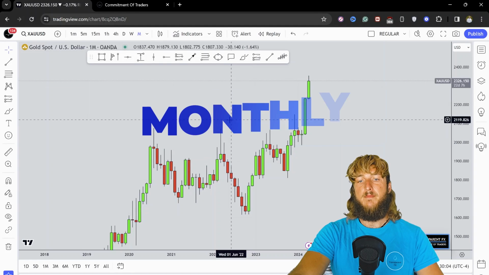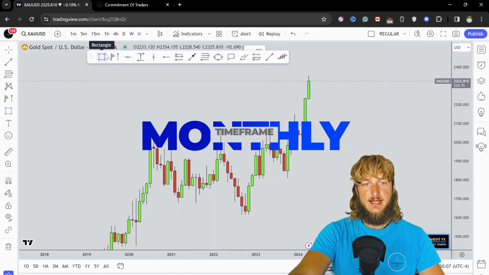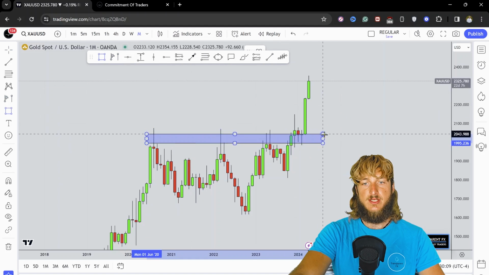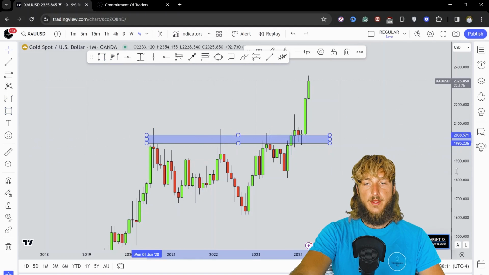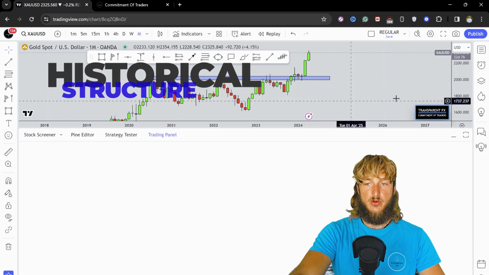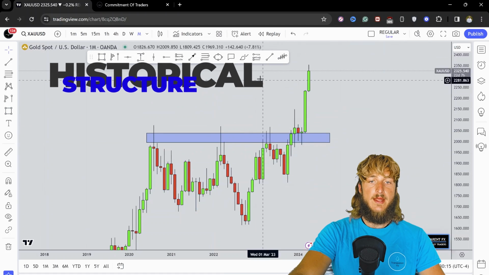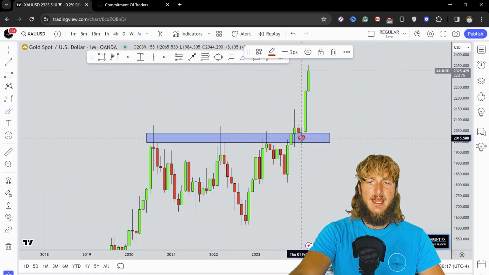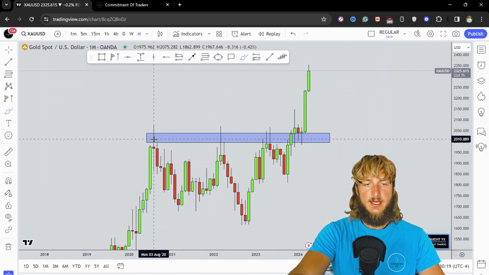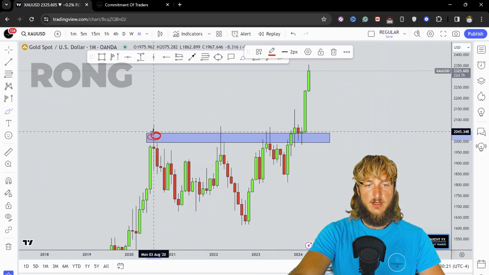Starting here from the monthly time frame, what we can see is that at the moment we have a market which has just broken above a quite important level of historical structure, has also already retested it and is rejecting it to the upside. In fact, this level was acting as previous monthly resistance.